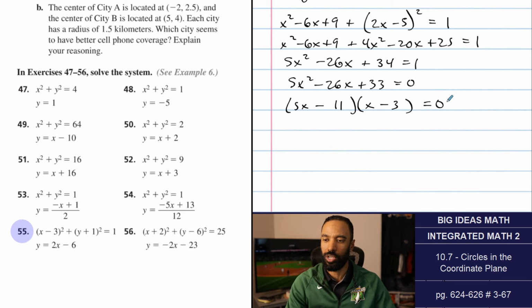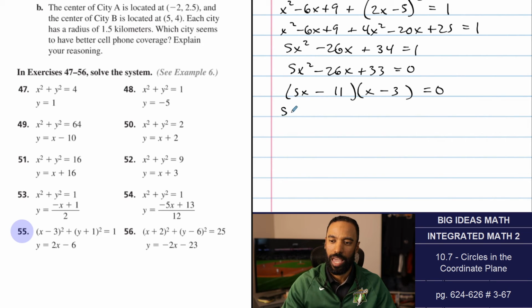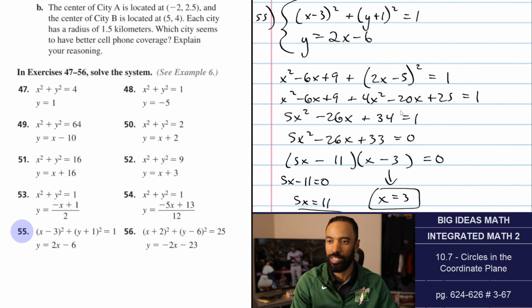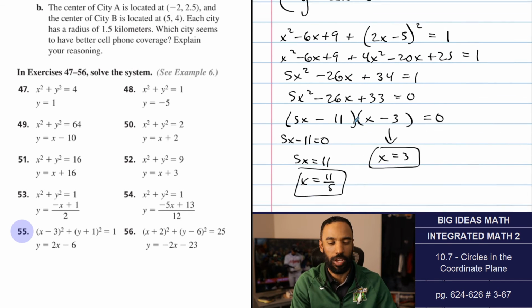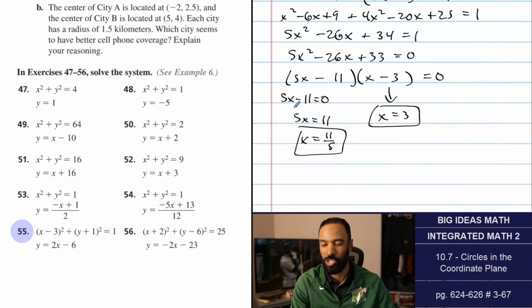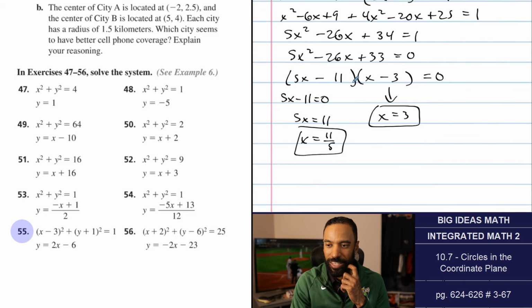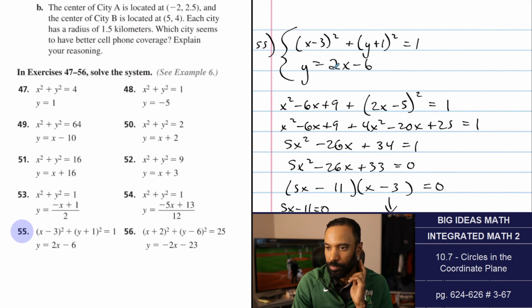This is equal to 0 as far as factorization goes. If 5x minus 11 equals 0, 5x equals 11, and x equals 11/5. And then x equals 3 is this one. Not final answers. We still have to solve the system. I hope I solved the system on the other one, because I feel like I could solve for x and be done accidentally. So if that's 11, let's start with the 3.